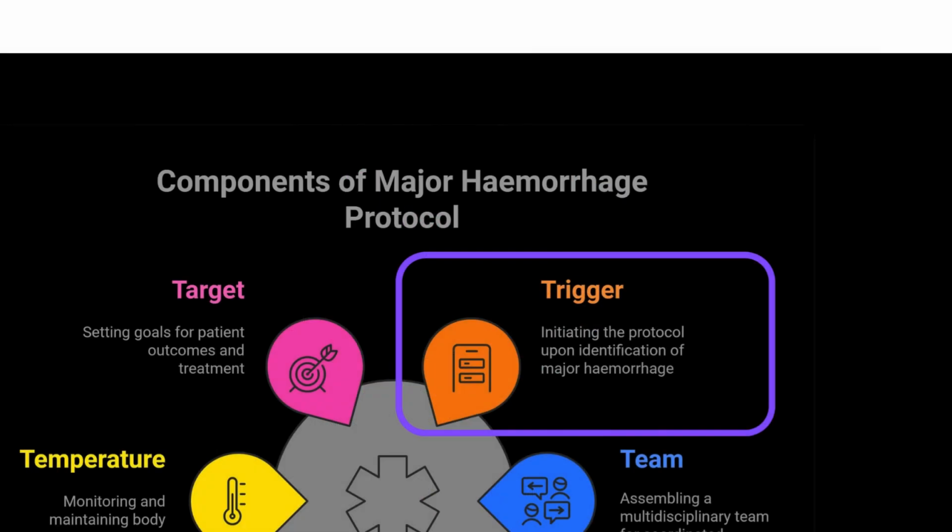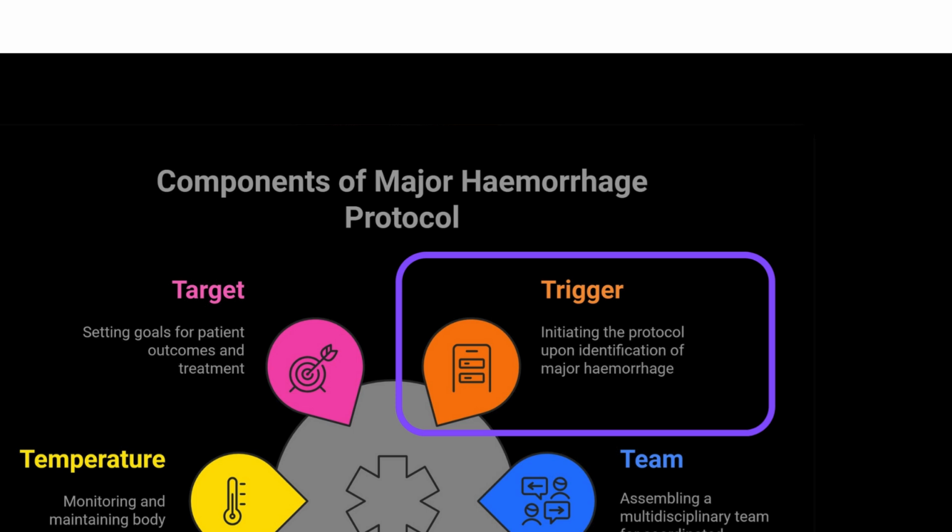Knowing when to activate major hemorrhage protocol is absolutely crucial. We should activate major hemorrhage protocol if a patient is actively bleeding, leading to a heart rate above 110 beats per minute, or systolic blood pressure below 90 mm of mercury, or if you can't feel a radial pulse.